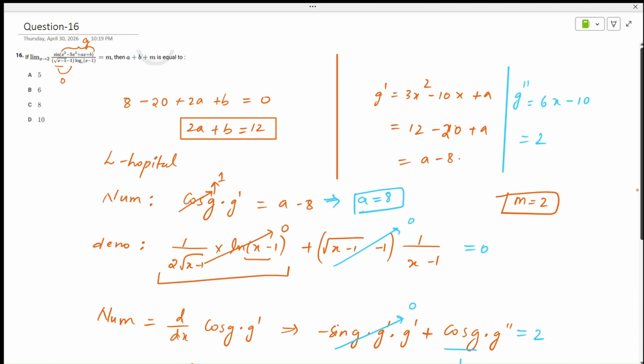We know that a equals 8, m equals 2. If we substitute this a in the first equation, we'll get b. So let us find that. So b equals 12 minus 2a, that is equal to 12 minus 16, which is minus 4. So b equals minus 4. a plus b plus m equals 8 minus 4 plus 2, 6. So the answer is option B, 6.